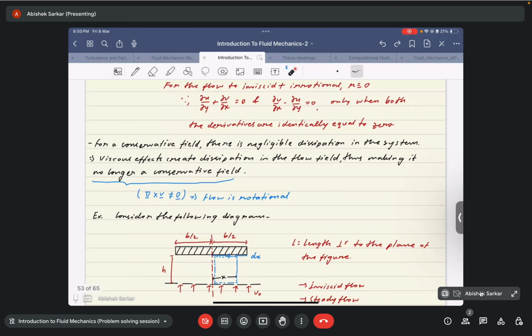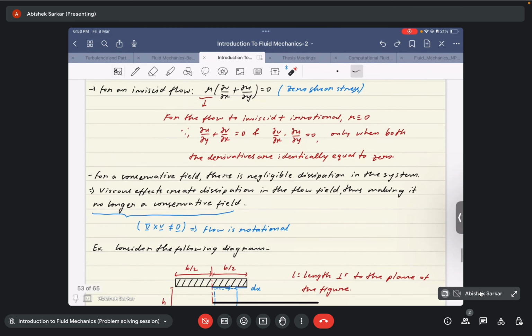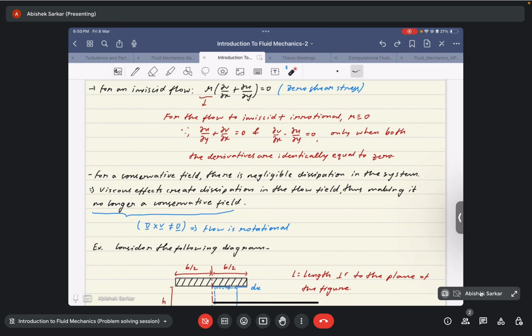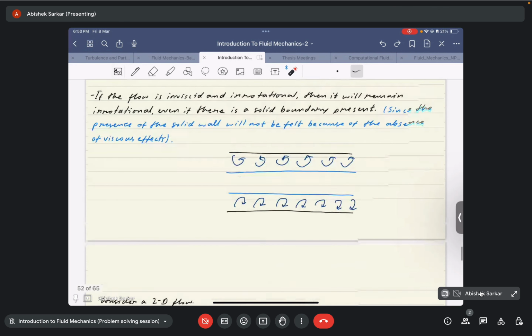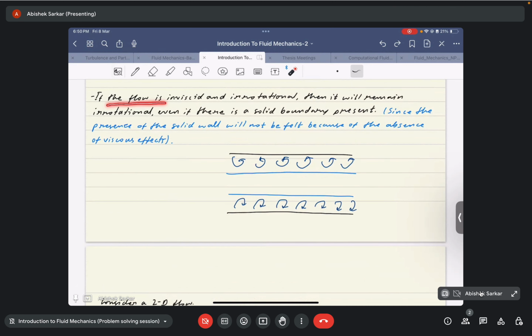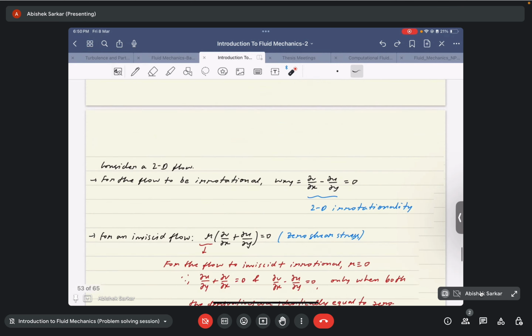Since there are no velocity gradients, the dissipation term is essentially negligible in the case of such flows. This is what these derivations try to imply regarding the statement that we just discussed. That is, if the flow is inviscid and irrotational, then it will remain irrotational even if there is a solid boundary present. So I hope this was clear.